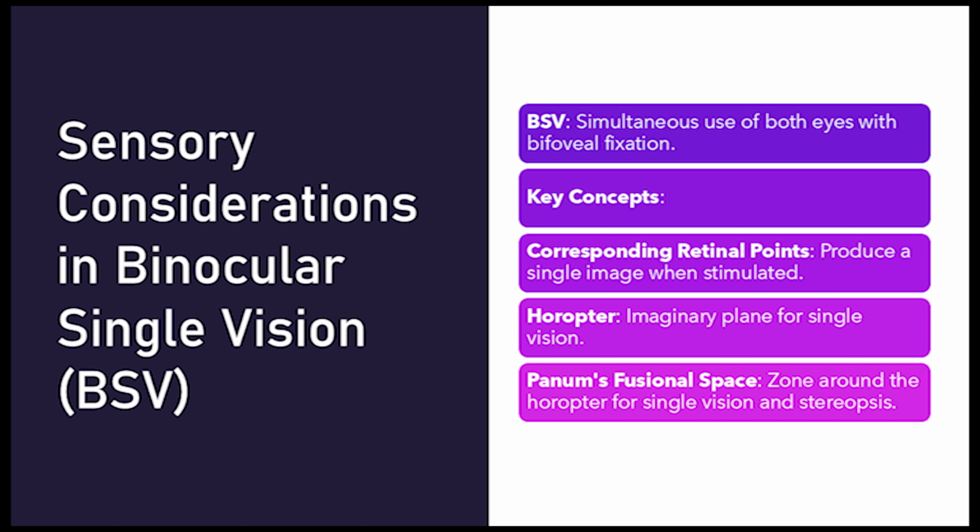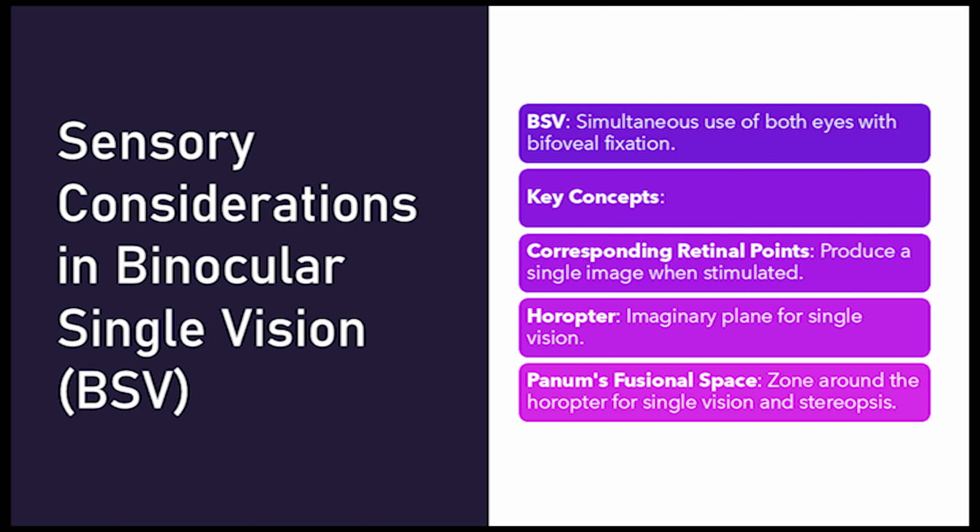Precisely. And then we have corresponding retinal points. These are points on each retina that, when stimulated simultaneously, create the perception of a single object. So if the same point on that tree stimulates corresponding points on both retinas, we see one tree, not 2. Exactly. Now, the horopter and Panum's fusional space are a little more abstract, but they're all about depth perception. Imagine a curved line in space, passing right through the point you're fixating on. That's the horopter. Objects on the horopter stimulate those corresponding retinal points, so they're seen as perfectly single. It's like the sweet spot for binocular vision.